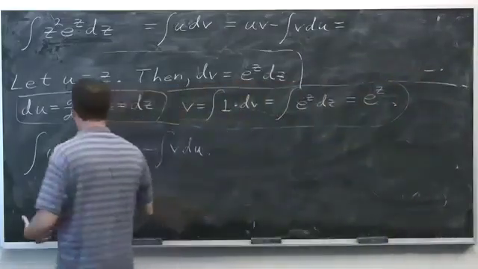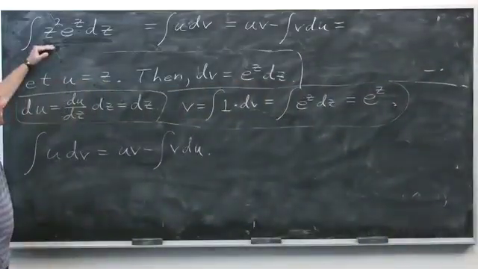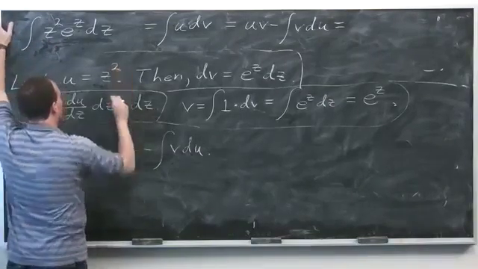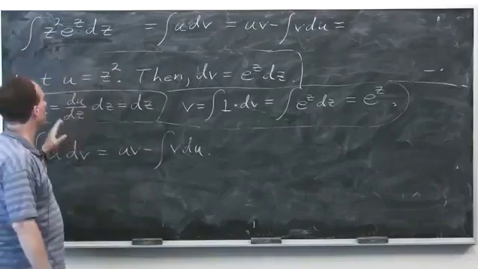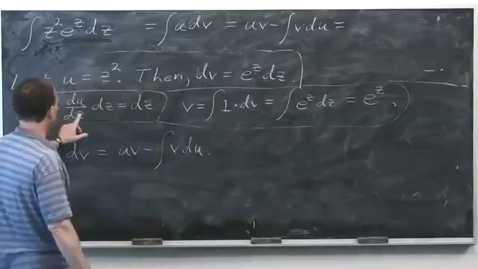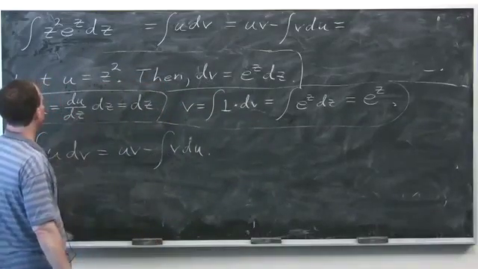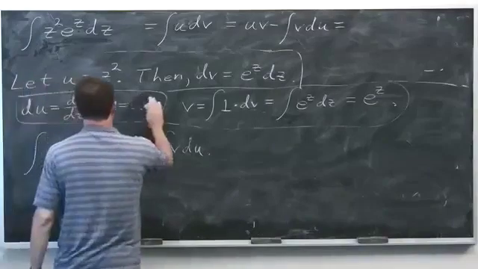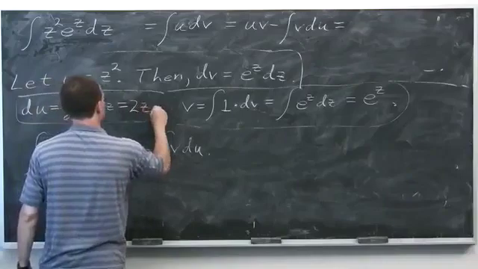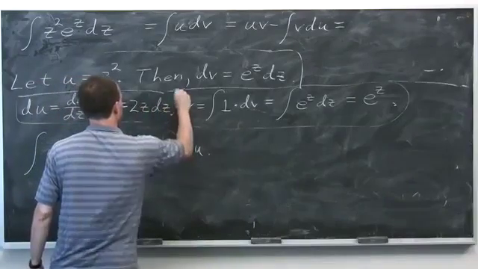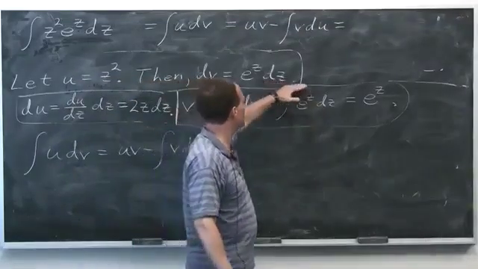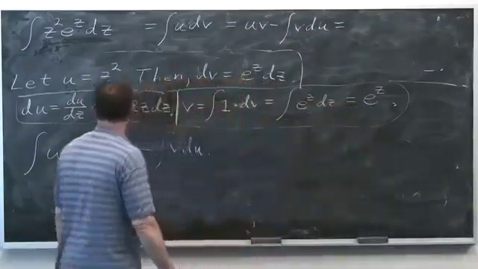Well, if you believe what I just said about picking the power of z to be u, and you think this is an example where it works, then you should let u be z squared. That would leave dv to be e to the z dz. du would still be du/dz times dz, but now that is 2z dz. So now du would be 2z dz. V, still the integral of dv, still the integral of e to the z dz, still e to the z.